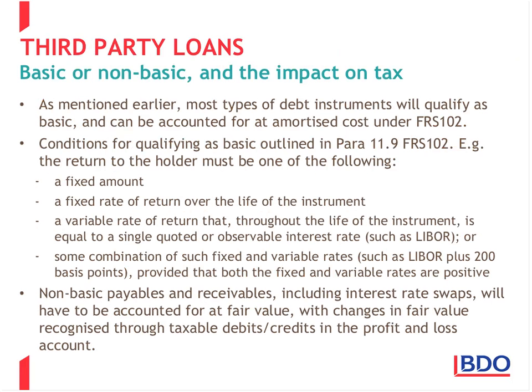For example, the return on the loan must be one of the following: a fixed amount, a fixed rate of return over the life of the instrument, a variable rate of return that throughout the life of the instrument is equal to a single quoted or observable interest rate, such as LIBOR, or a combination of such fixed and variable rates. So these are normal commercial loans.